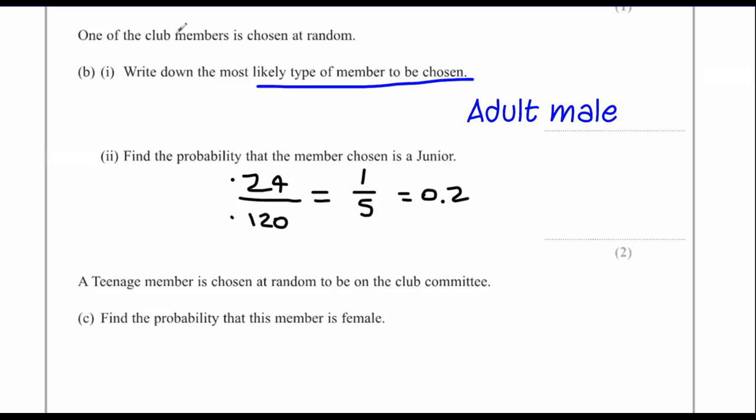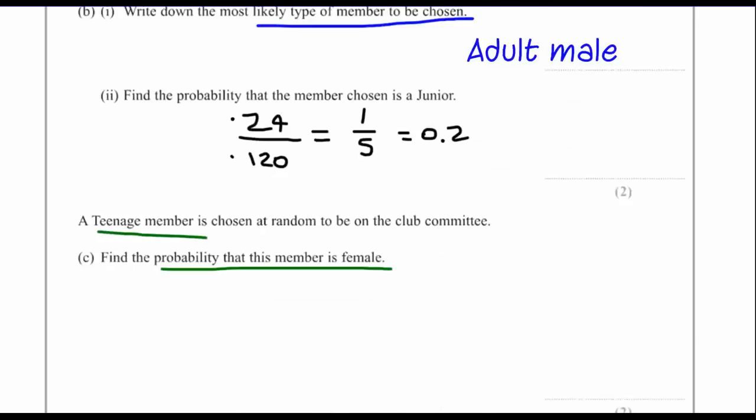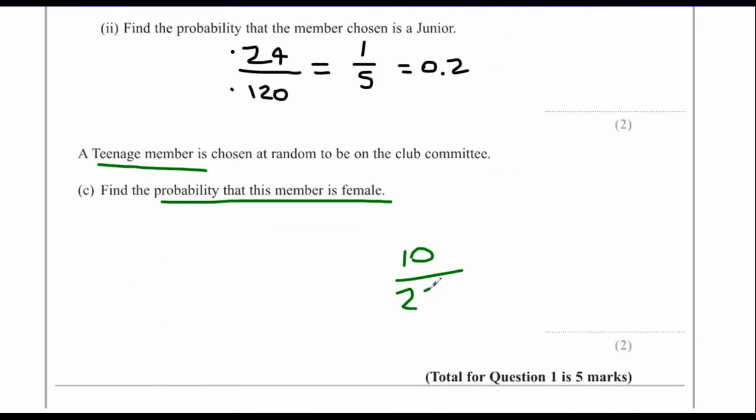A teenage member is chosen at random to be on the club committee. Find the probability that this member is female. So they're teenagers that we're looking at. So we do not care about any of the rest of the table apart from those that are teenagers. So we've got 12 male teenagers, 10 female teenagers, 22 in total. Forget about everyone else, we're only picking it out of these 22. And how many are female? 10. So it's 10 out of 22 is your answer. That can simplify if you divide by 2 to 5 over 11, or if you like decimals, you can give your answer from your calculator as 0.45 to 2 decimal places.